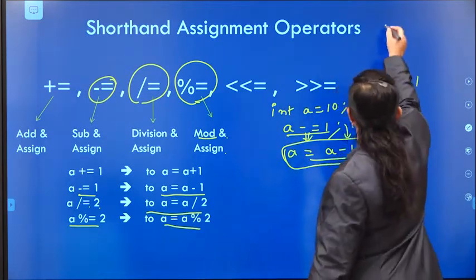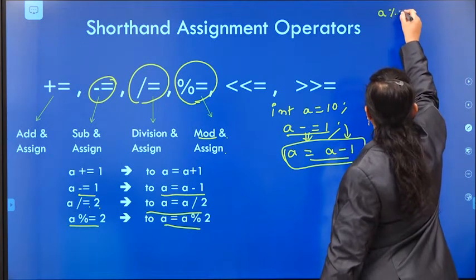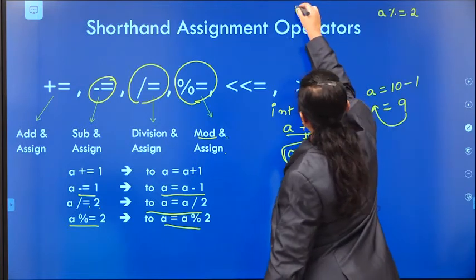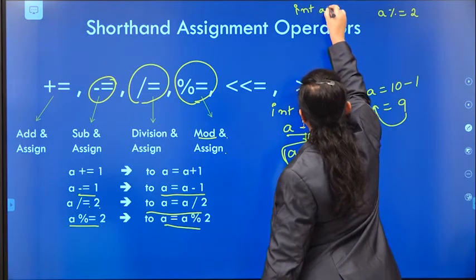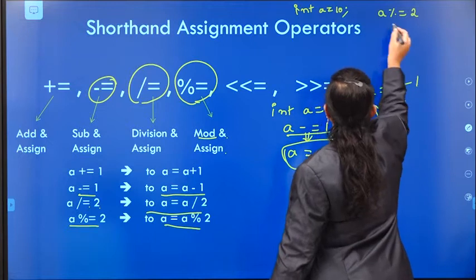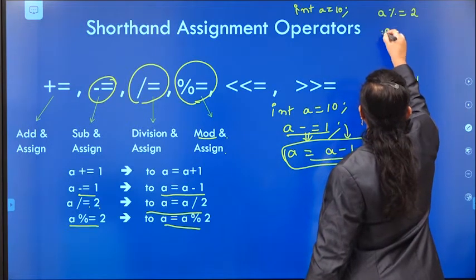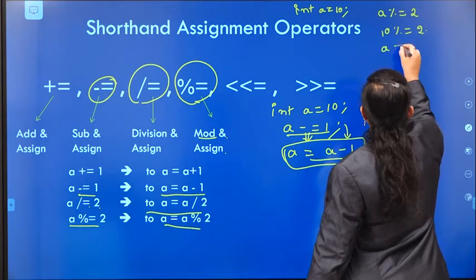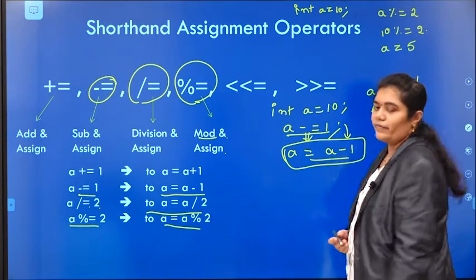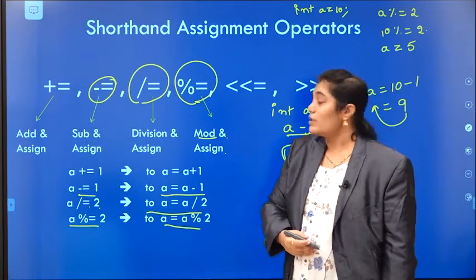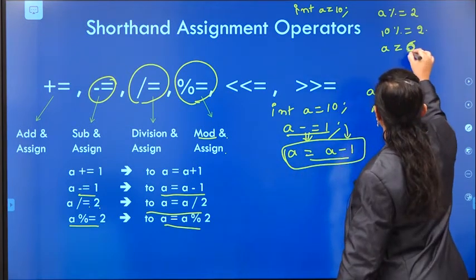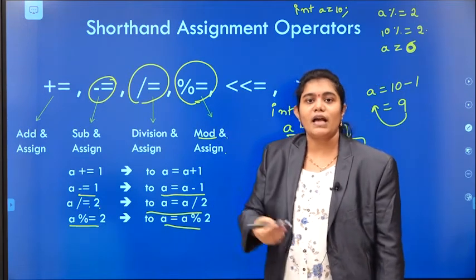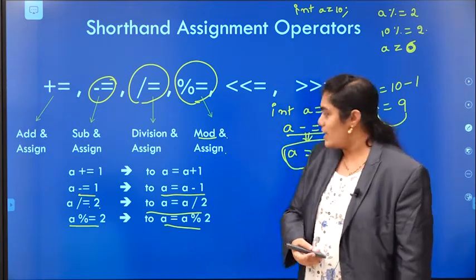The example is A mod equals to 2. Initially we have assigned A as 10, right? So this is nothing but 10 mod 2. Sorry, mod means remainder. So A is now having 0.